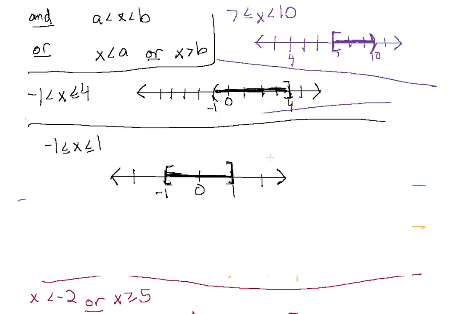So we'll look at a few more examples. In the next section, we'll actually be given a number line or the solution graph, and we're going to write the compound inequality. We're going to go in the other direction. So very fun. We're getting to a lot of exciting stuff using compound inequalities.